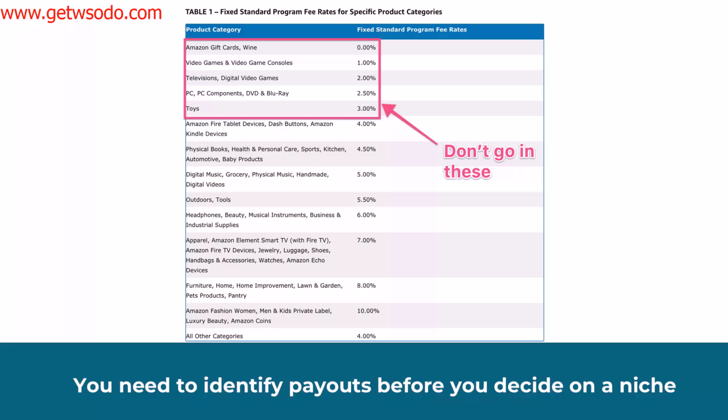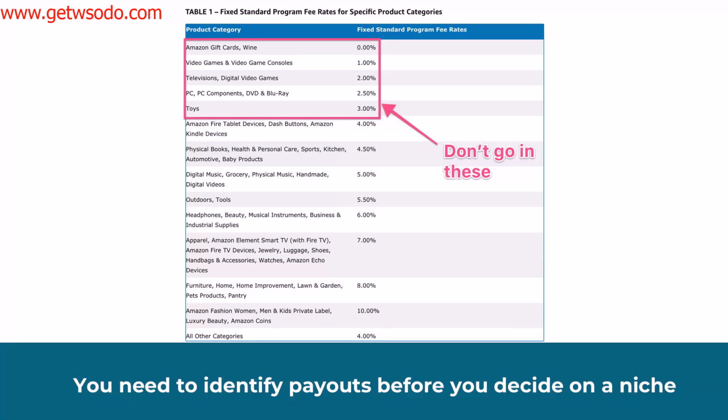So for example, in the case of Amazon, if you were considering doing a site about video games, it's a terrible idea. They only pay 1% commission. If you compare it to, for example, musical instruments, it's at 6%. So you need to make 6 times more sales in video games to make the same money as a musical instrument site. To put it clearly, the musical instrument site will need to make 6 times fewer sales than the video game site to put the exact same amount of money in your pocket.